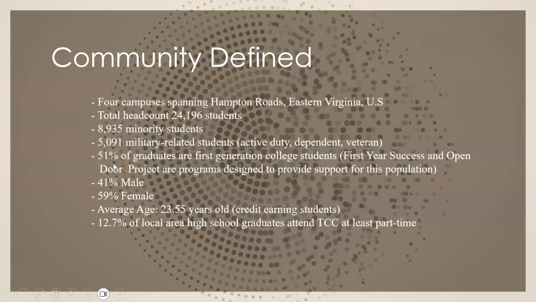We have a very diverse community college population throughout the Virginia Community College system. And at my institution at TCC, we also have a very diverse population with 4 campuses spanning across Hampton Roads. We have a total head count that generally ranges from about 23 to 26,000 students. Right now, we're hovering around 24,000 full-time enrolled students. We also have a large military population and first-generation college student population as well. And we also have a significant portion of dual-enrolled students who are still in high school, and they are coming to us for some of their general education requirements as well.